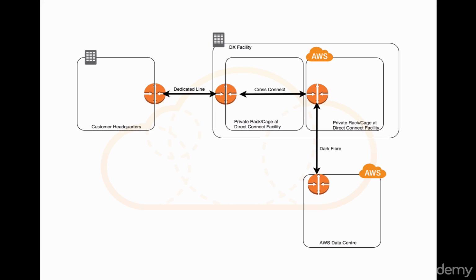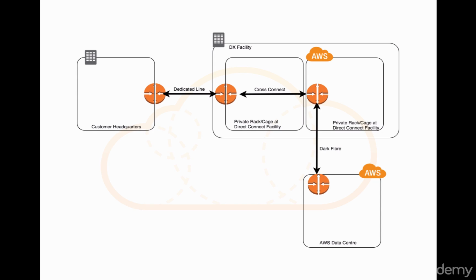Okay, so to help you visualize this, here's a network diagram. You've got your customer headquarters off to the left. Now you would run a dedicated line from your customer headquarters to a Direct Connect facility. And this dedicated line just might be a 100 meg line or a gig line. This would be a circuit that would be provided to you by a telco. It's important to understand that this is not Direct Connect itself. It's just a dedicated comms line provided to you by a telco from your headquarters into a Direct Connect facility.